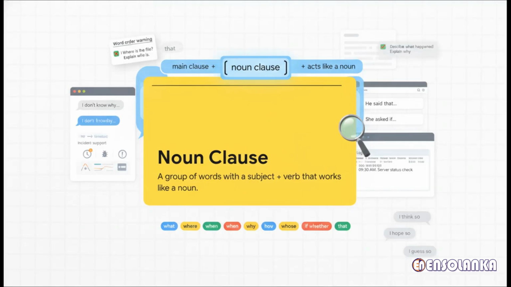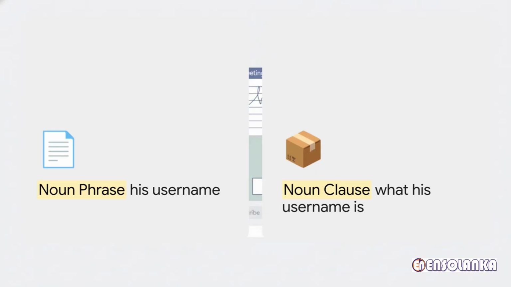So what is it exactly? Well, a noun clause is just a group of words that has its own subject and its own verb, but the entire chunk, the whole thing, acts as a single noun. It's kind of like packaging an entire idea, like the thought, the server is down, into a neat little box that you can then just plug into a bigger sentence. Super useful.